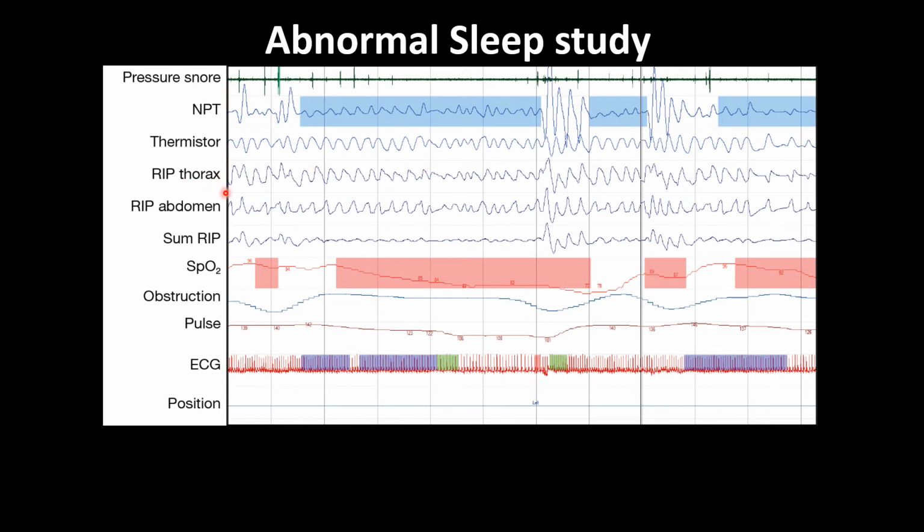If you see the thoracic belt, usually the thoracic belt should be in synchrony. Now thoracic and abdominal belts are in asynchrony, completely opposite. This is called paradoxical breathing. When the chest goes up, the abdomen goes down. This is a form of obstructive breathing. When it comes to desaturations, when the apnea happens, the desaturation starts, and then it persists even when the breakthrough breathing is there. So these are the abnormalities in this study.